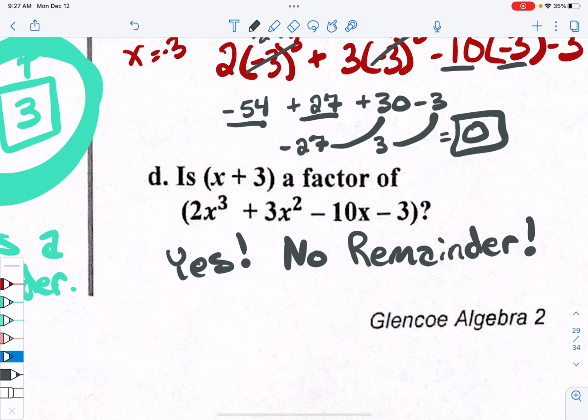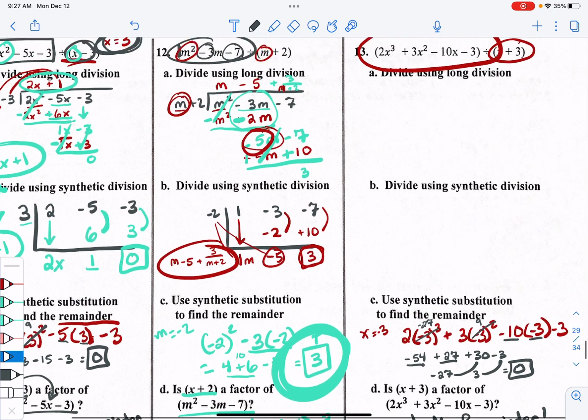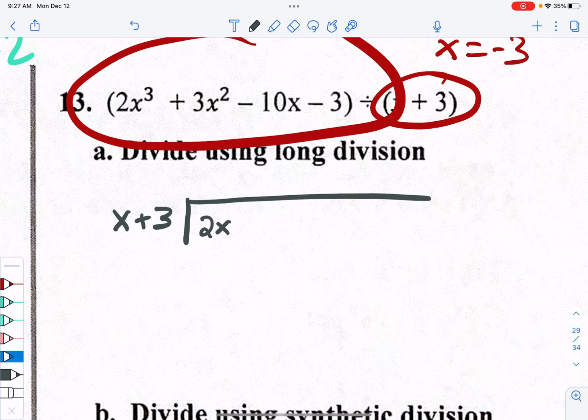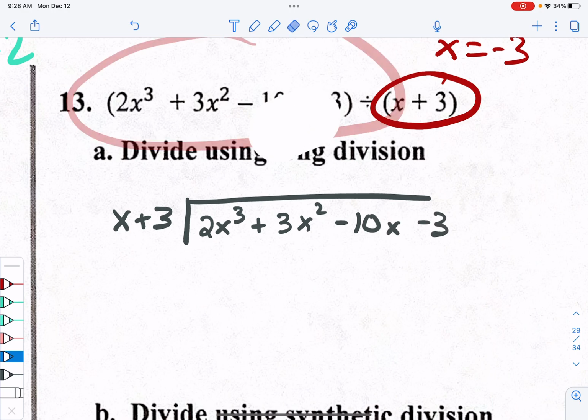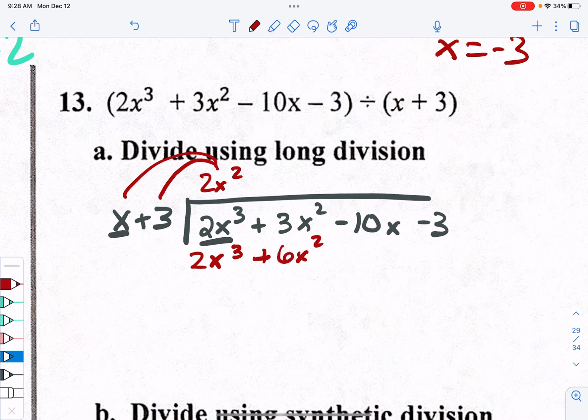Okay, so I know I'm looking for no remainder. All right, here we go. Let's long divide. If I'm going too fast, pause. Long division. Here we go. X plus 3 goes on the outside. This one's a long one, because it's x to the third power instead. But I know it should go in there evenly, so no remainder. What do you take times x to get 2x to the third power? I needed 2x squared. Multiply it back is 2x cubed plus 6x squared.